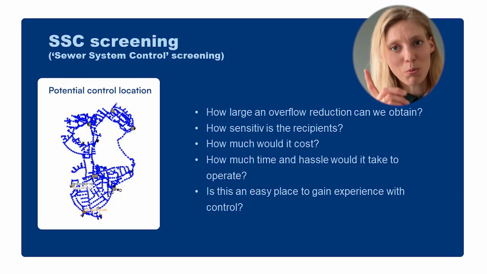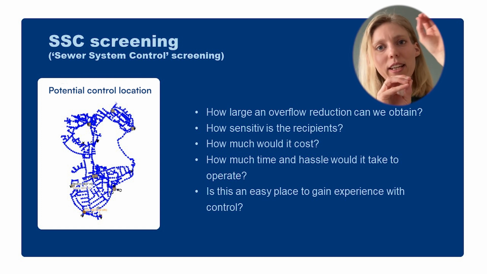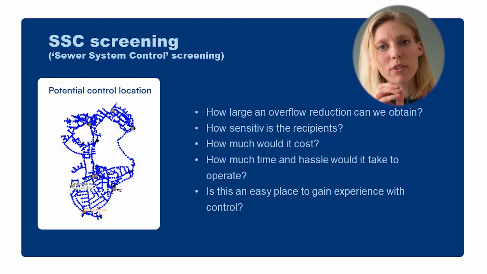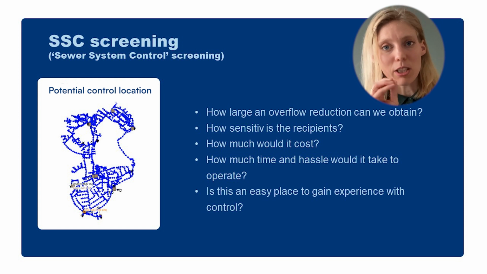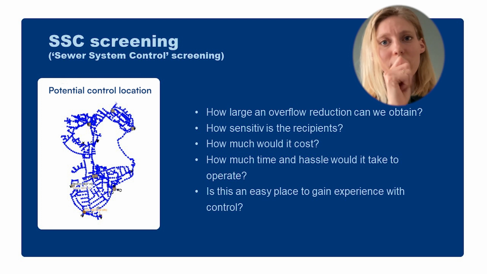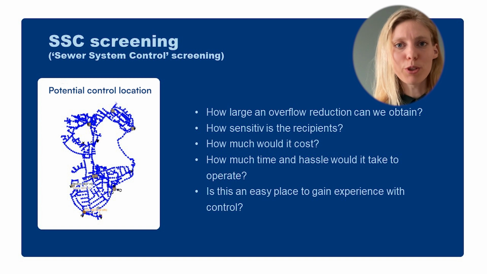The results are shown on maps, and this is where the dialogue comes into place, where you can see exactly which basin and exactly which actuators, meaning pumps and gates, you need to activate to obtain an overflow reduction in a specific point. That means that you can sit down with operators and planners and discuss how much would it cost to place a sensor here? Would it be difficult to operate this additional gate? How sensitive is the water recipient? How much overflow can be reduced, etc.